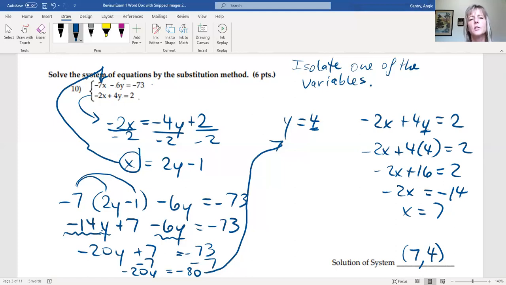If I asked you to use the addition method on this one, you would have to create some x's or y's that will cancel when you add them. So we're going to do that on the next one.